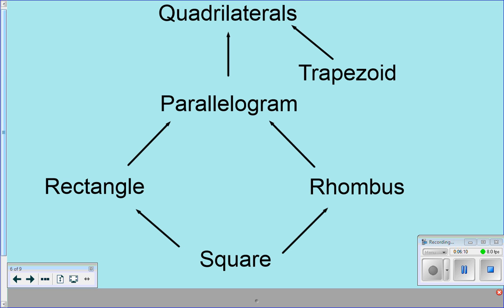A parallelogram and quadrilateral. If I asked you what kind of quadrilateral a trapezoid is, what would you tell me? Just a quadrilateral. It's nothing else. Do you have any other arrows down below with trapezoid? No. So that's what my family tree looks like.